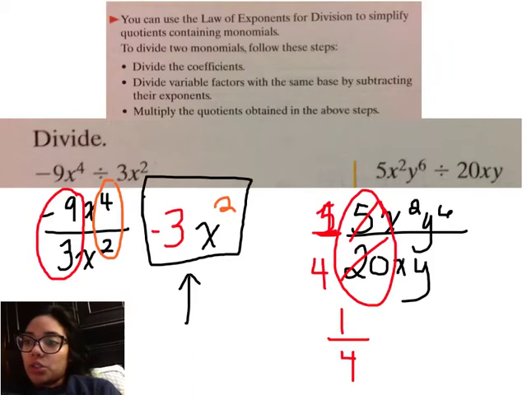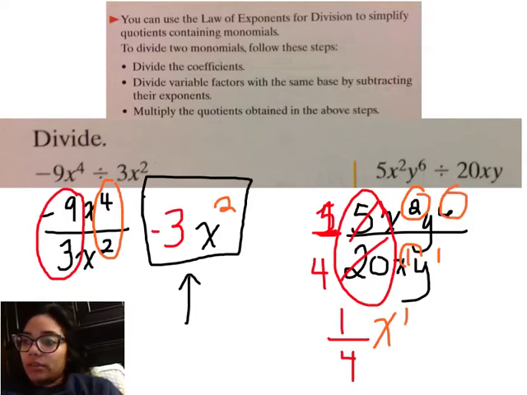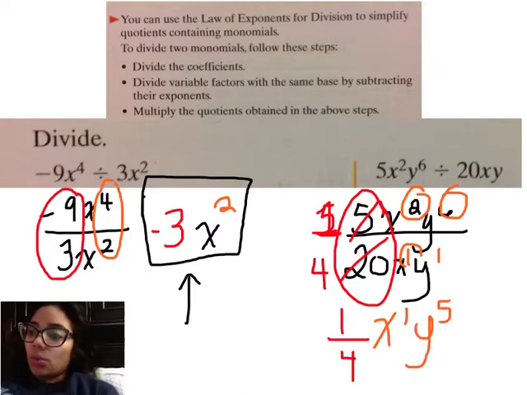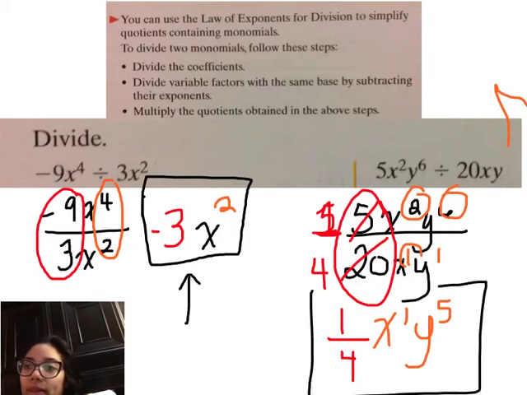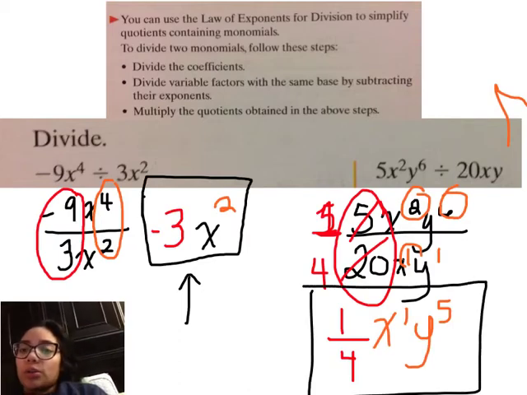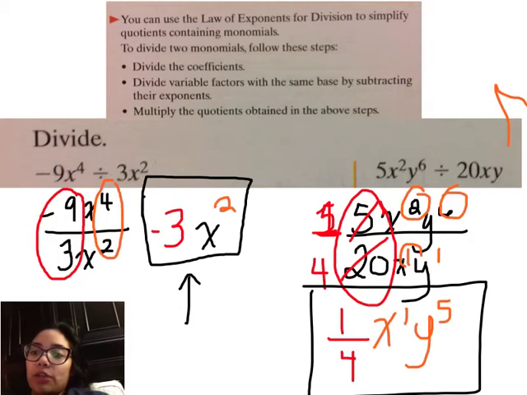And then I'm going to do x. I do the top minus the bottom: 2 minus 1 is 1. 6 minus 1 is 5. So I have 1/4 x to the 1st y to the 5th. We actually don't need the x to the first power. The best way for me to write this is 1/4 x y to the 5th.